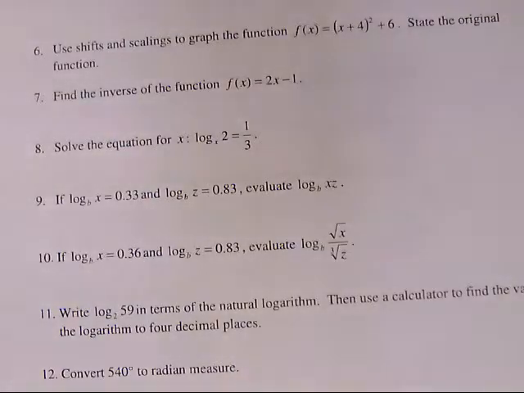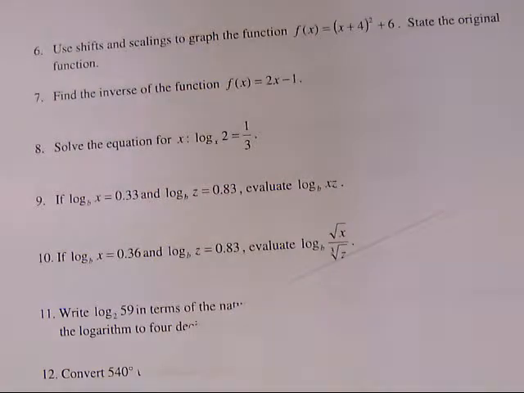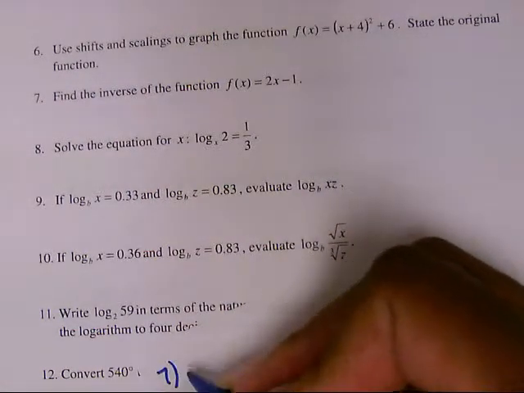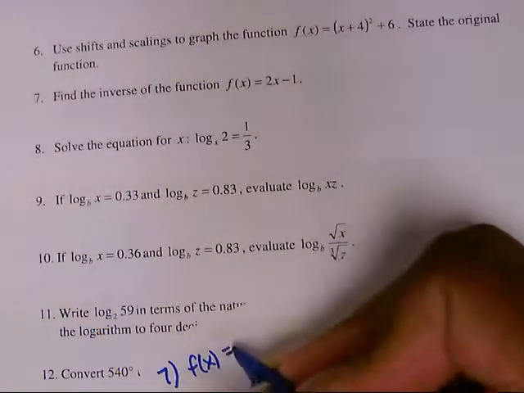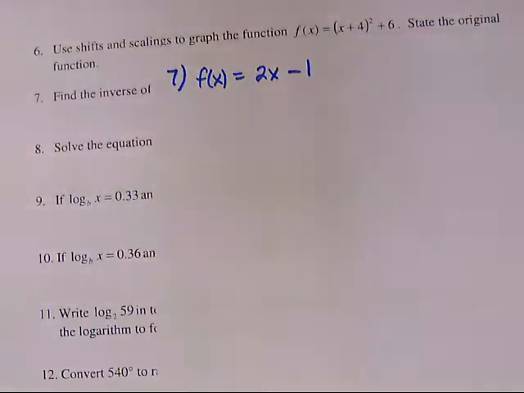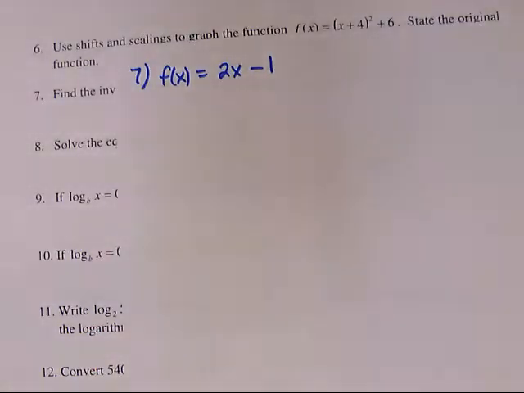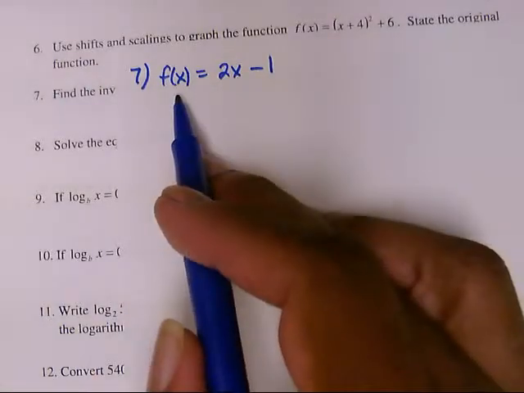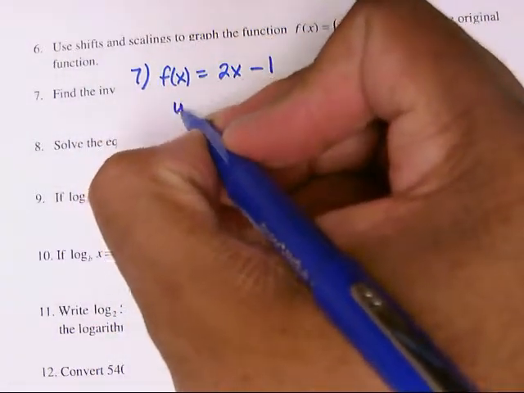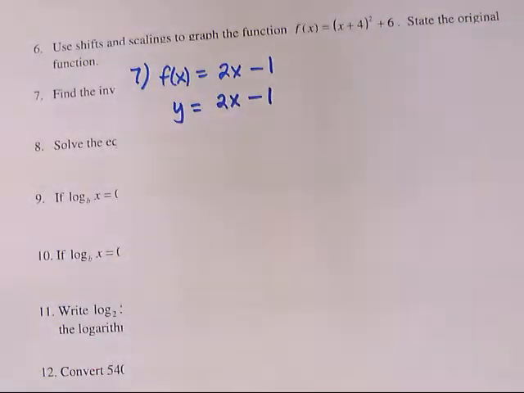Alright, number 7 is finding the inverse of the function f of x is equal to 2x minus 1. So here we're going to find the inverse of that particular function. The first thing we do is replace f of x with y. So it'll be y is equal to 2x minus 1.